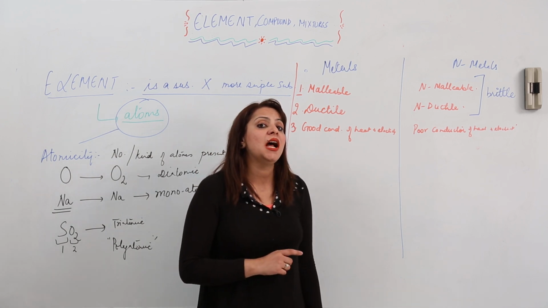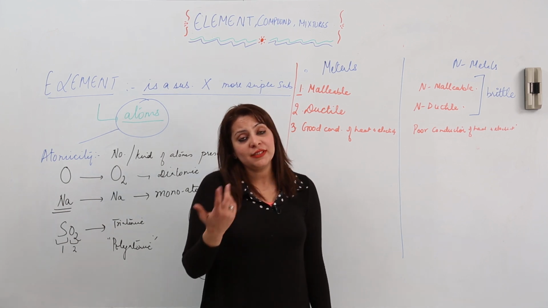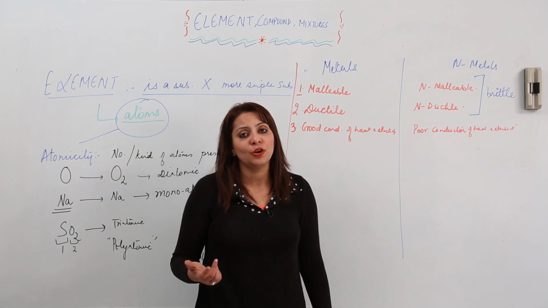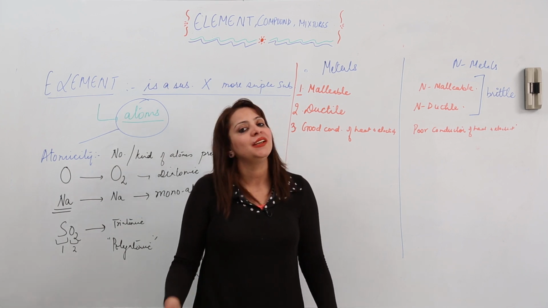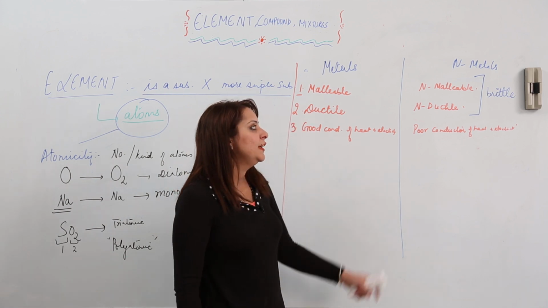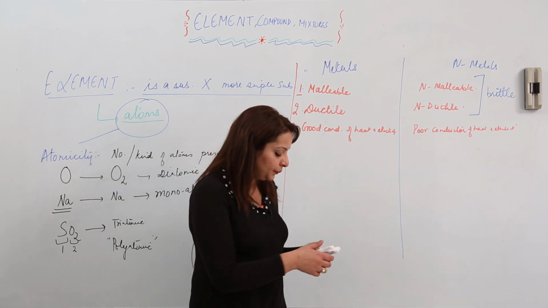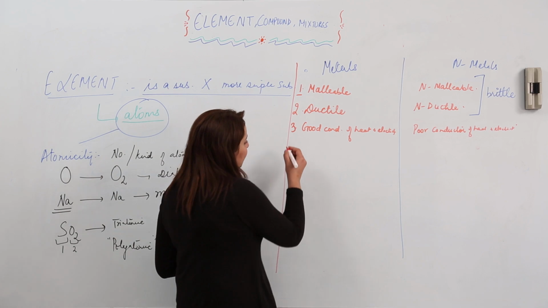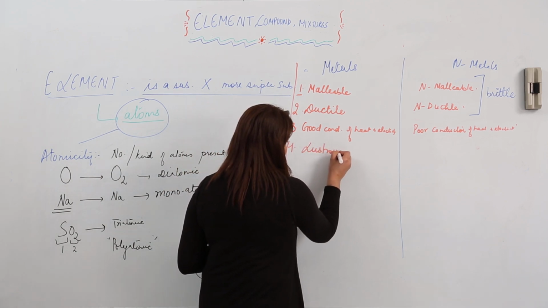So any substance which allows current to pass through, obviously it is going to produce heat also, and any substance which does not allow electricity to pass through it, then how will the heat be produced? Similarly, metals are good conductors of heat and electricity, and non-metals are poor conductors of heat and electricity. The next property which is striking my mind is that metals are lustrous.